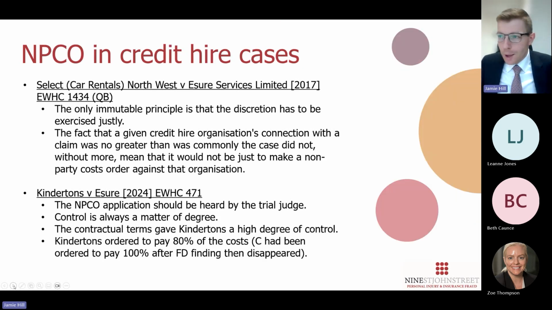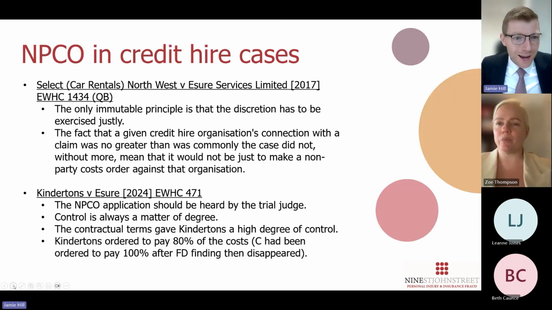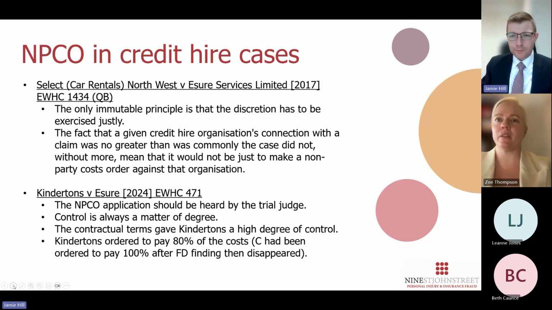All right, so I'm going to hand back over to Zoe now, who's going to go through how these non-party costs orders apply in practice in regard to credit hire litigation.